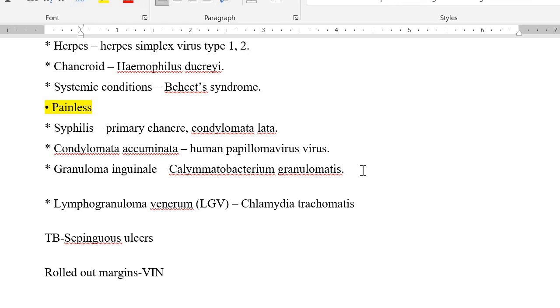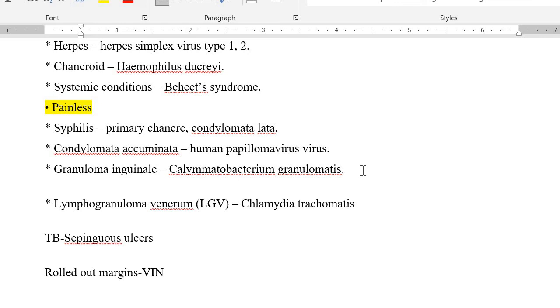Syphilis, I'm always confused whether syphilis causes chancroid as well. No, chancre, yeah. Different from chancroid. Syphilis will cause different lesions. The primary one is the chancre, and then there will be condylomata later, like that. Then in the last stage, it will cause a gummatous ulcer.